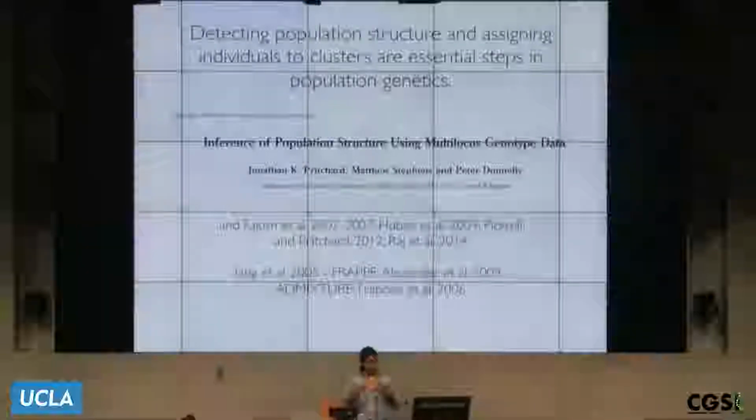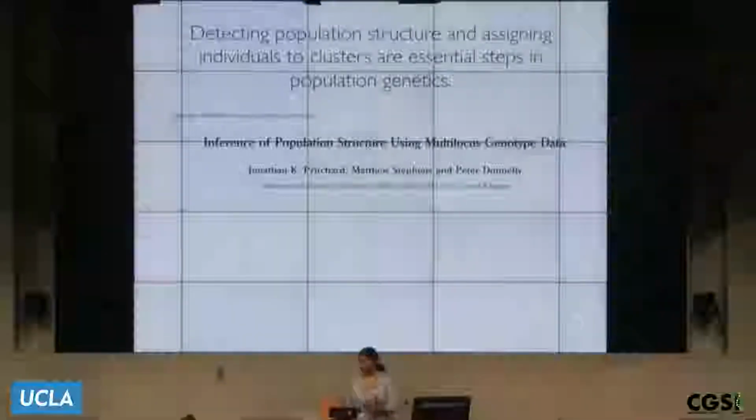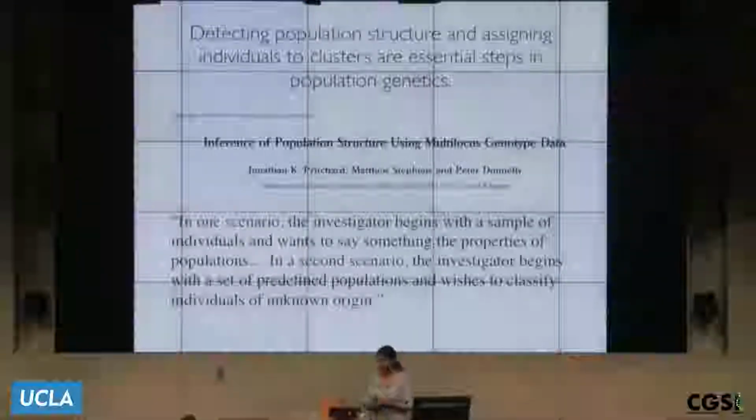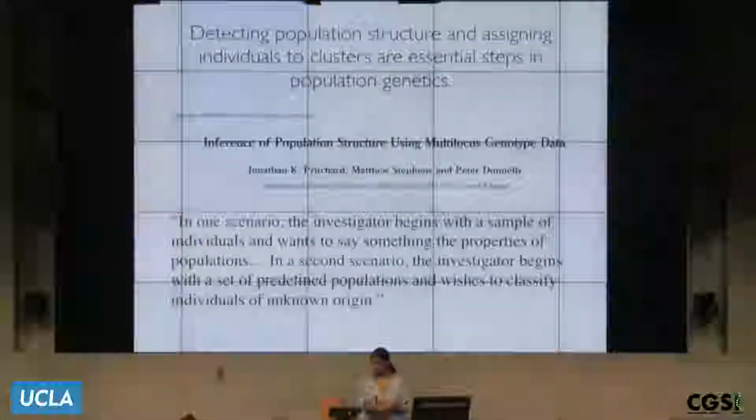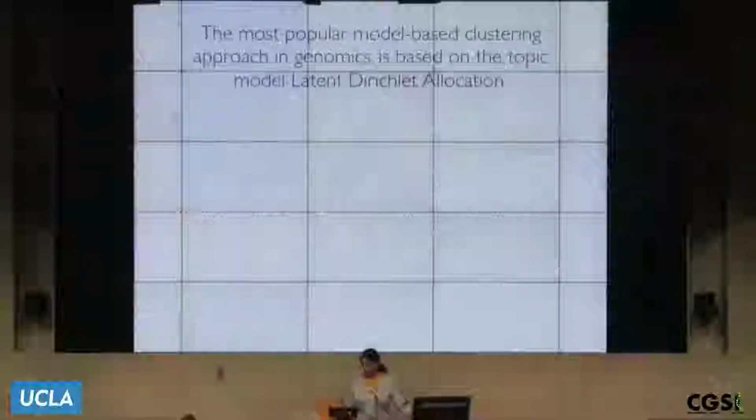But I think one thing that's really neat about the structure paper is to return to its introduction. It states very clearly what the mission is, I think, often when we have data from natural populations, just in the opening paragraphs. And so what the authors write is, in one scenario, the investigator begins with a sample of individuals and wants to say something about the properties of populations. In a second scenario, the investigator begins with a set of predefined populations and wishes to classify individuals of unknown origin. Both of these applications, I think we see over and over again in our field.